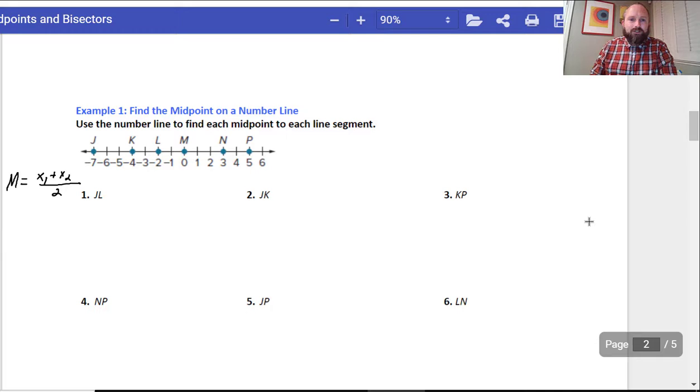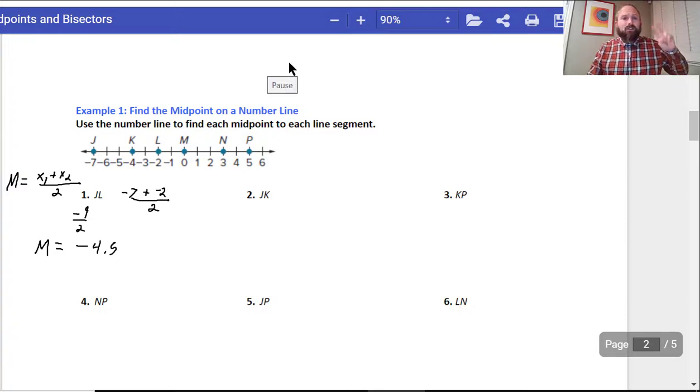Okay, JL. J is negative 7, L is negative 2, so I'm going to do negative 7 plus negative 2 divided by 2. Negative 7 plus negative 2 is negative 9, divided by 2 is negative 4.5. So the midpoint is negative 4.5. All right, go ahead and you do JK, and I'll give you the answer in 3, 2, 1. In this one I got negative 5.5 because I added negative 7 and negative 4, got negative 11, divided by 2, got negative 5.5.